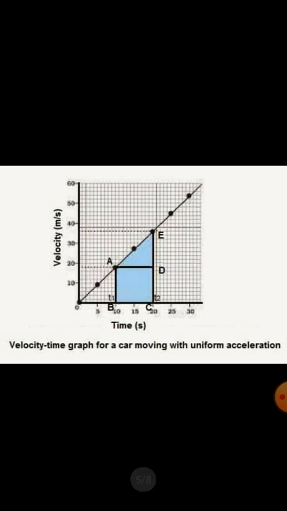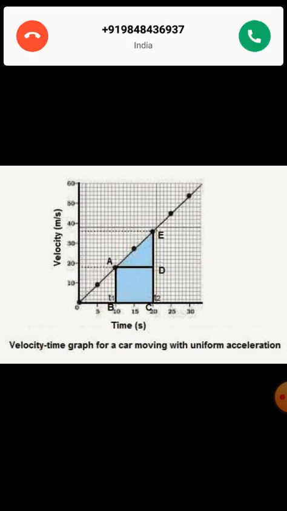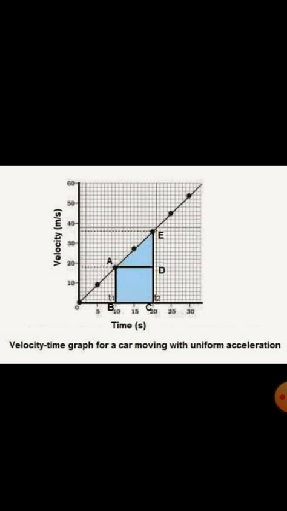Now, let us see how much distance is covered by a body having uniform acceleration between the points A and E on the graph. Drop perpendiculars from the points A and E to the time axis. The perpendicular from the point A will meet the time axis at B, and the perpendicular drawn from the point E to the time axis will meet the time axis at C.